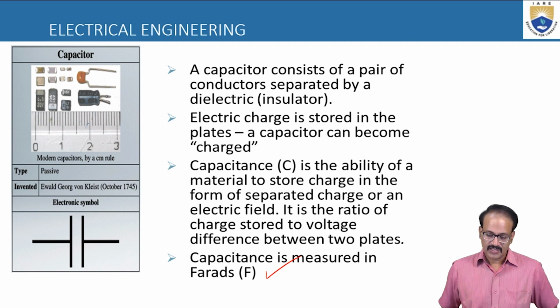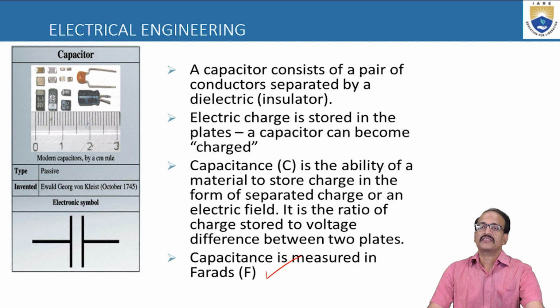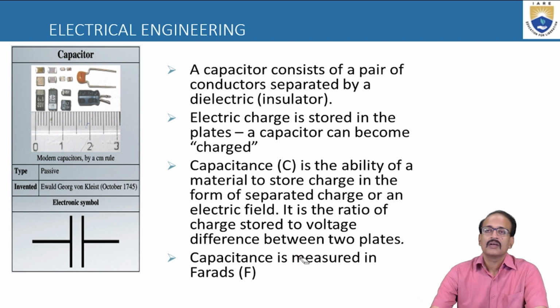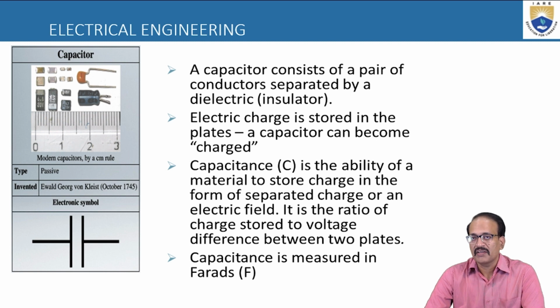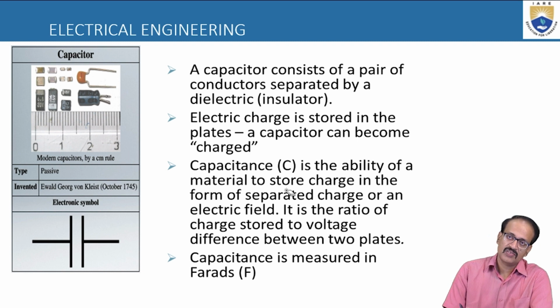In our class we will go over this once again. A capacitor has two conductor plates separated by an insulating material or a dielectric medium, where the energy is stored in the form of charge or electric field. It is represented as C and the units are farads.